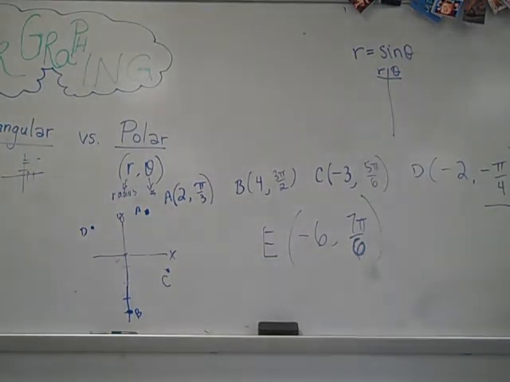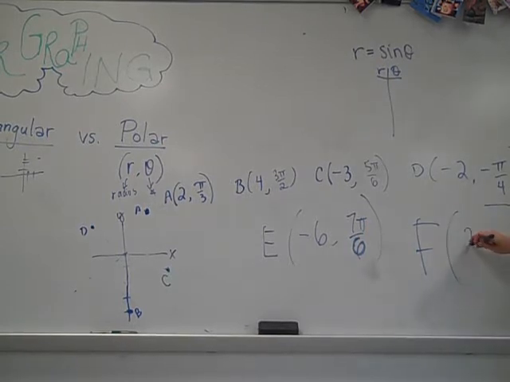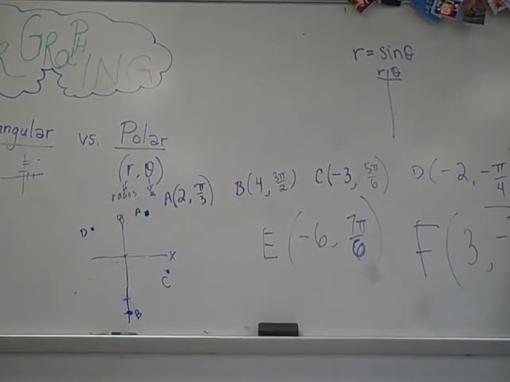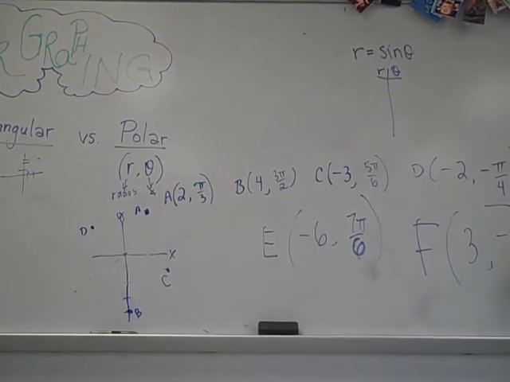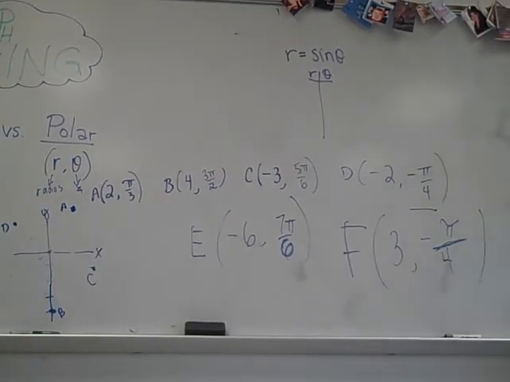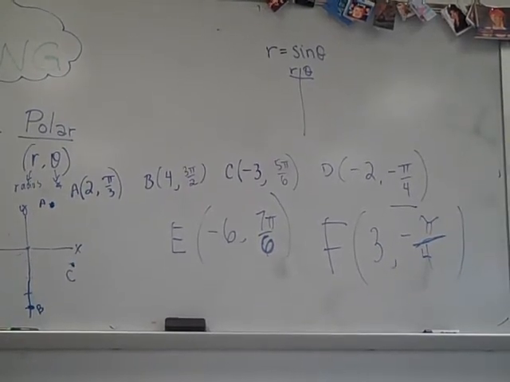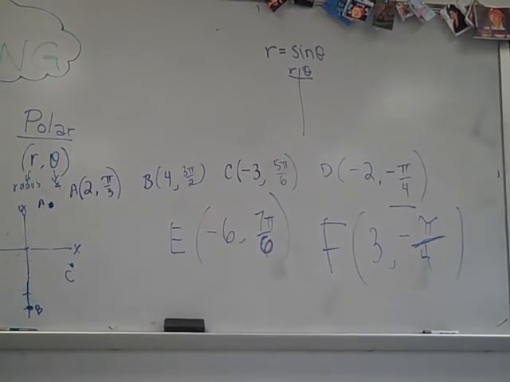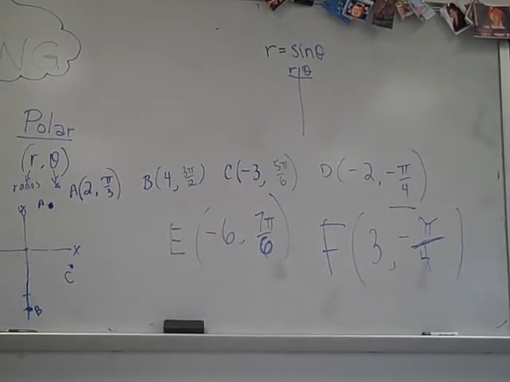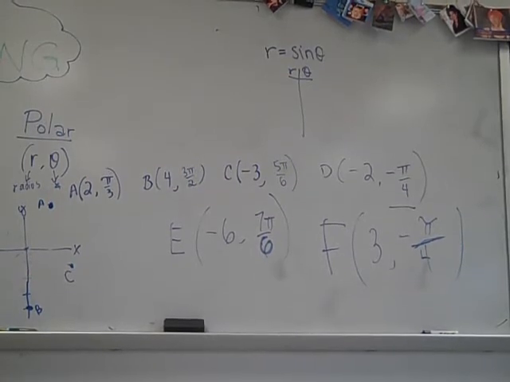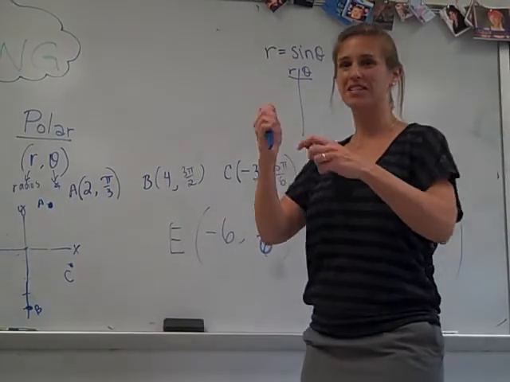All right, how about this one? In what quadrant is 3, negative pi over 4? Yeah, 4. I was agreeing with Matt and said 2, but I was thinking about it, and it's 4. Okay, is that all right? Okay, we're not done. Don't worry.